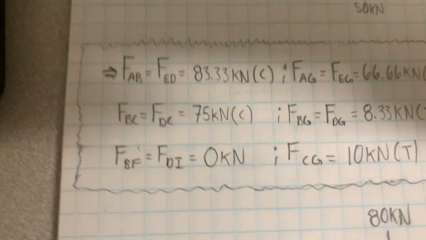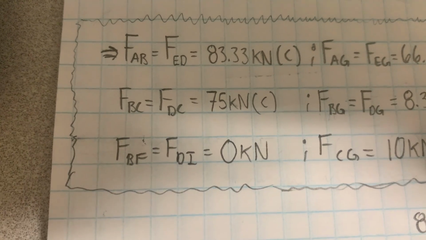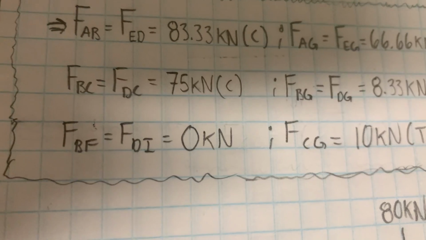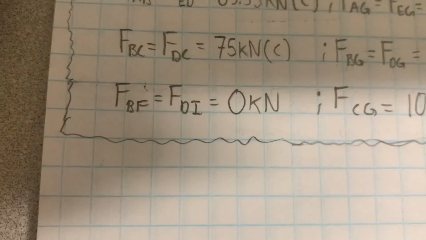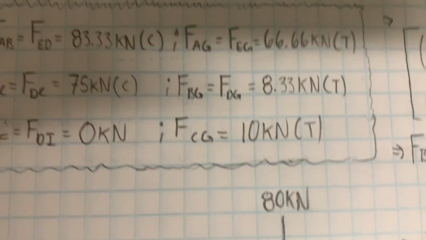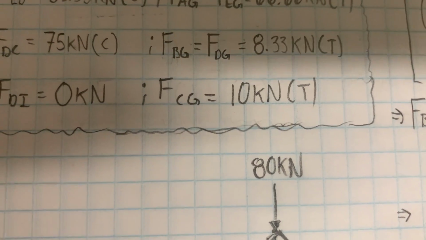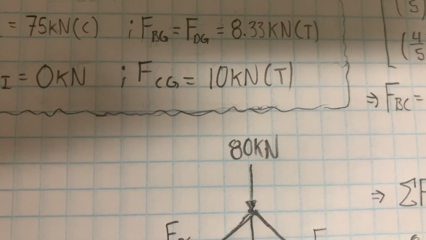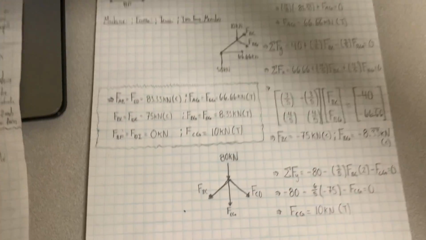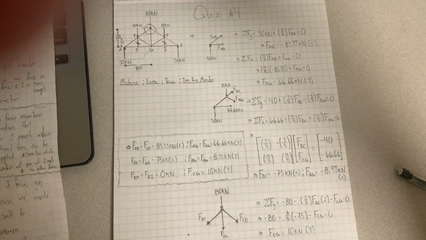And then we also found that FBF and FDI are going to be 0 force members. So the internal forces within those members is going to be 0 kilonewtons. And then the last step we found was to find the force CG, which we found to be 10 kilonewtons, which was in tension. So once again, that's the problem we worked on.